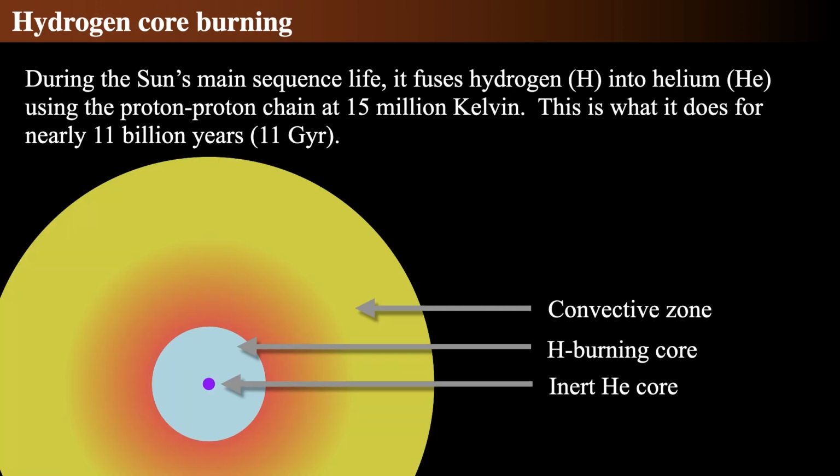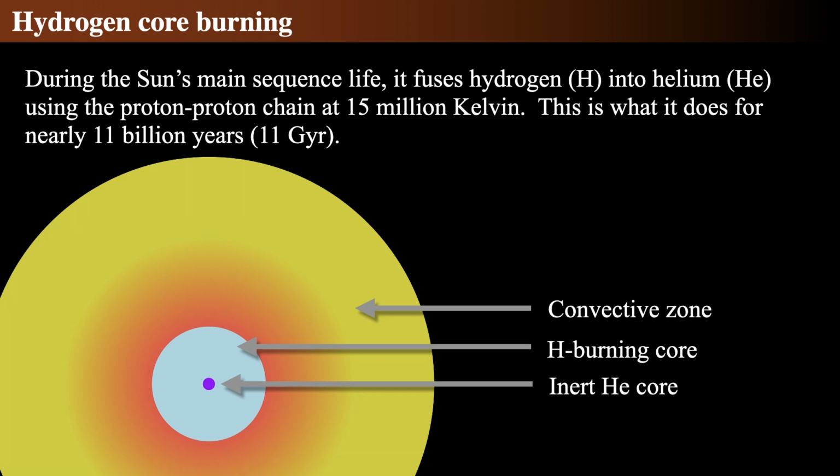So in the center of the Sun right now, there's hydrogen core burning, fusing hydrogen into helium. The process is predominantly the proton-proton chain, at roughly 15 million Kelvin in the core. If it was a little hotter, maybe about 18 million Kelvin, then the Sun would be burning through the CNO cycle, the carbon, nitrogen, oxygen cycle. I think we talked about that before, but we'll talk about it again in a later talk. Right now it's going to be doing this for about 11 billion years.